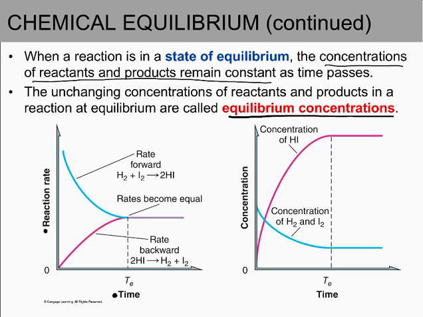And you'll notice that initially the forward rate of the reaction, so we're going towards products, is really, really high. But then as time goes on, we start to run out of reactants, so the rate will slow down because we don't have as many collisions occurring between reactants anymore. So this rate is decreasing over time.